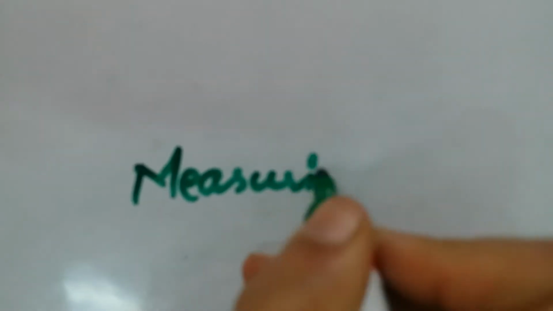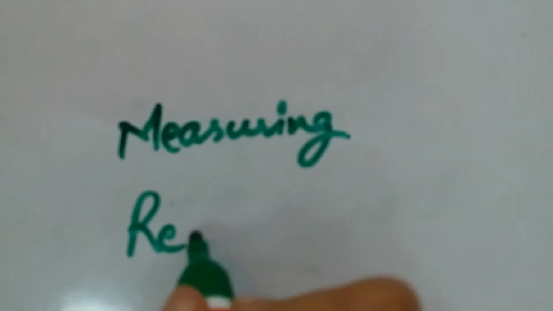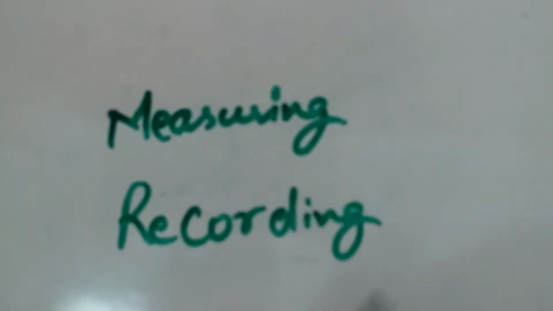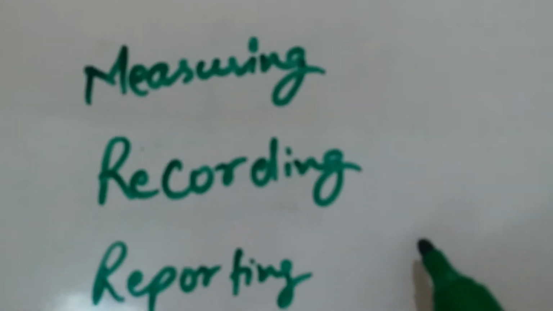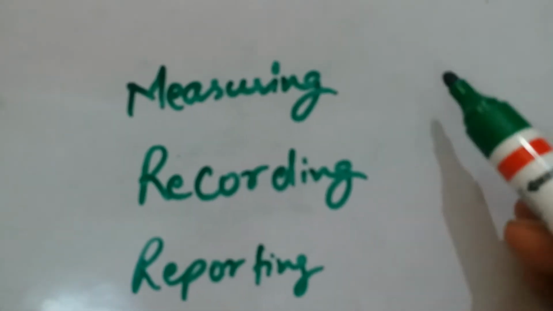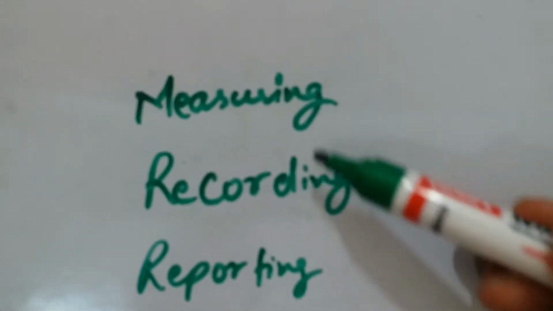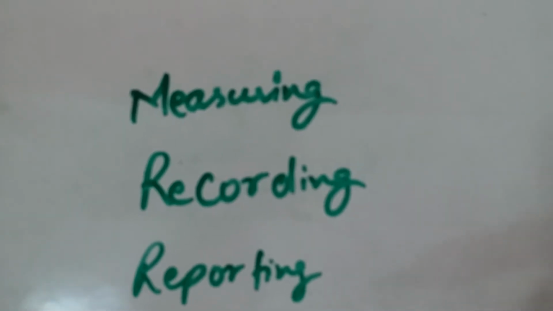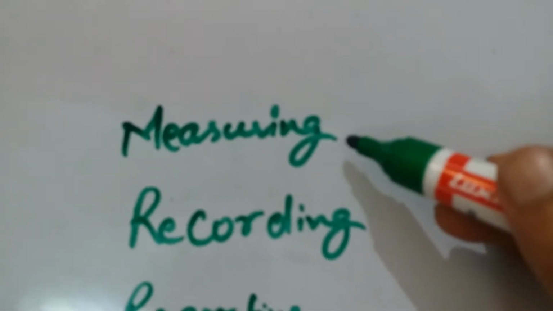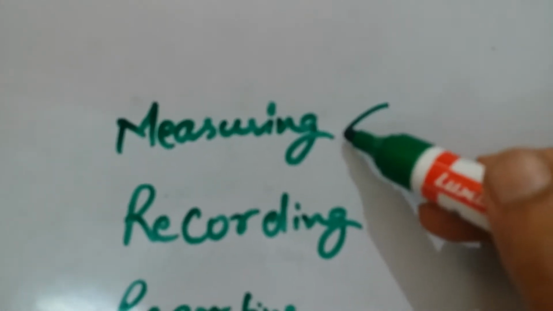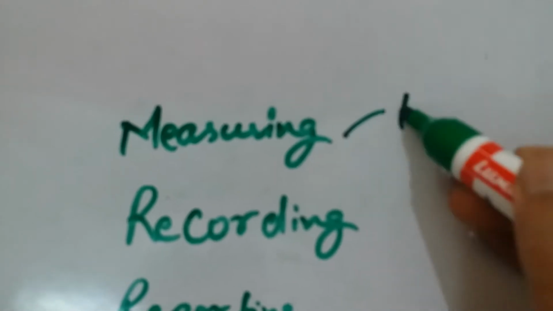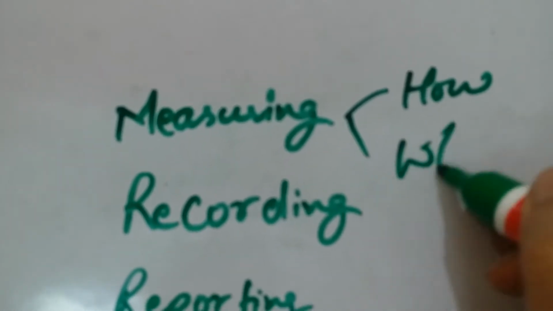As you all know, a cost accounting system involves measuring, recording and reporting the product cost or service. So, when we say measuring the cost or recording or reporting of the cost, the first aspect is how to measure the cost and where the cost is to be measured. So, the question arises: how and where.